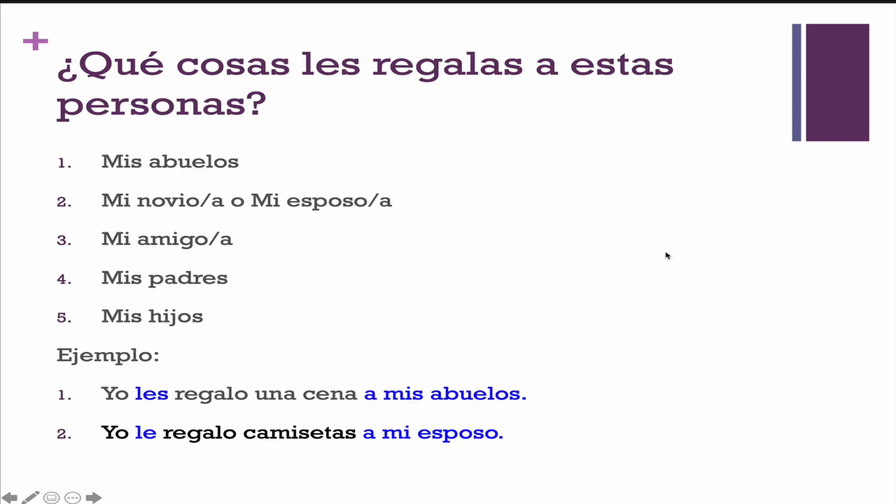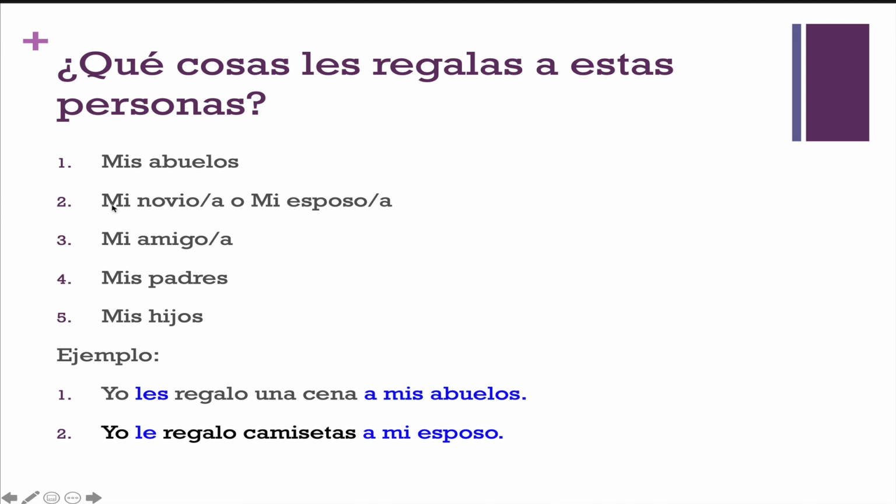Okay? Ahora ustedes a practicar. ¿Qué cosas les regalas a estas personas? What things do you give as a gift to these people? So if you were to write a sentence, yo will be the subject, regalo will be the verb, and you have to think what object to whom. So yo les regalo una cena a mis abuelos. I give as a gift a dinner to my grandparents, to them, right? O yo le regalo unas camisetas a mi esposo. Yo le regalo camisetas. To whom? To him. Entonces sería le.